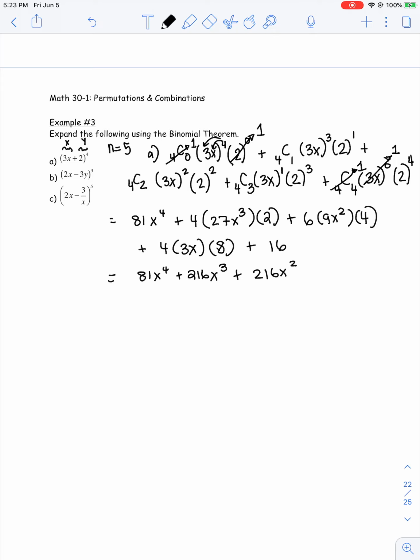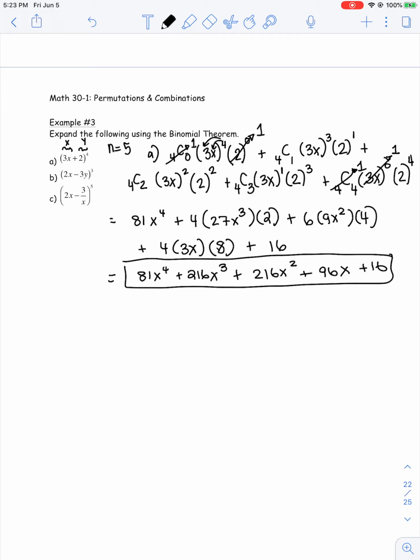So as you can see, the powers are decreasing as if we're expanding properly. So that's showing us we're on the right track. And then after 216, we're multiplying 4 by 3 by 8 to get 96x. And our last term is 16. So this is the proper expansion. If you were to do the expansion of all that, that's what you would get. So this is a strategy to figure out how to expand something where FOIL becomes too much and too complicated. So that is for A.